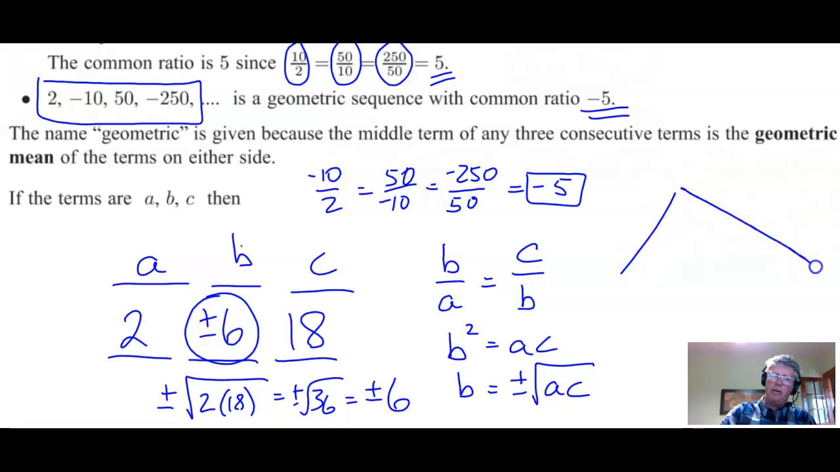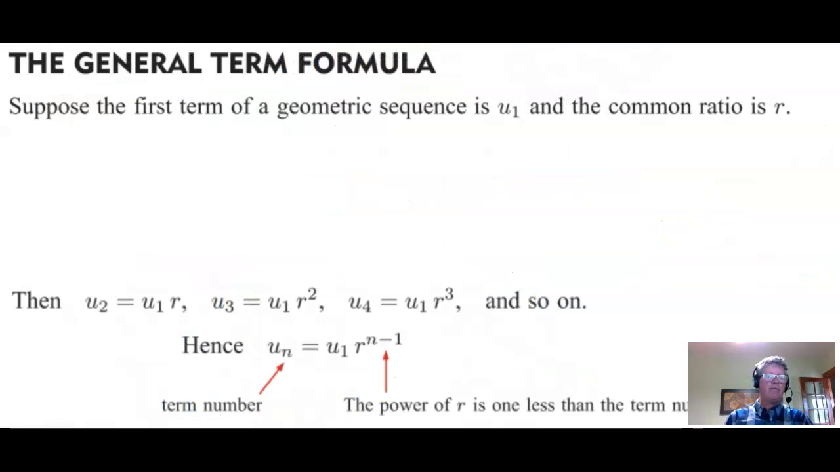You geometry buffs, do you remember this? That length is the geometric mean. Between that, kind of cool. So if you have a right triangle and you know this length and this length, that height is the geometric mean of those, that hypotenuse. Pretty cool.